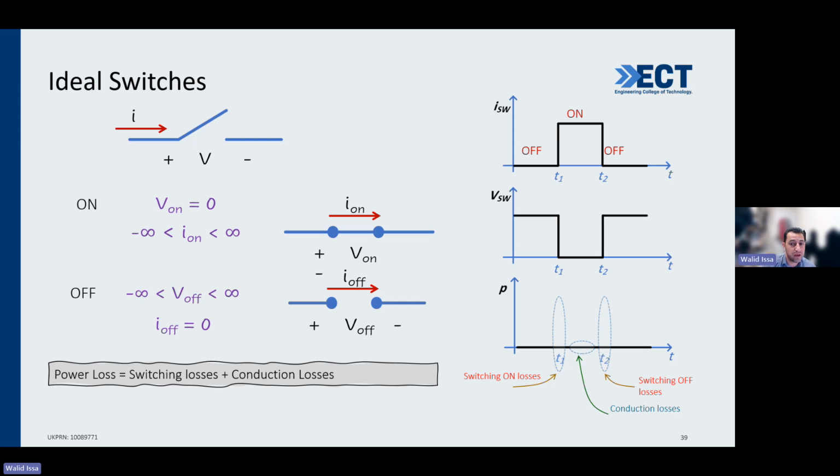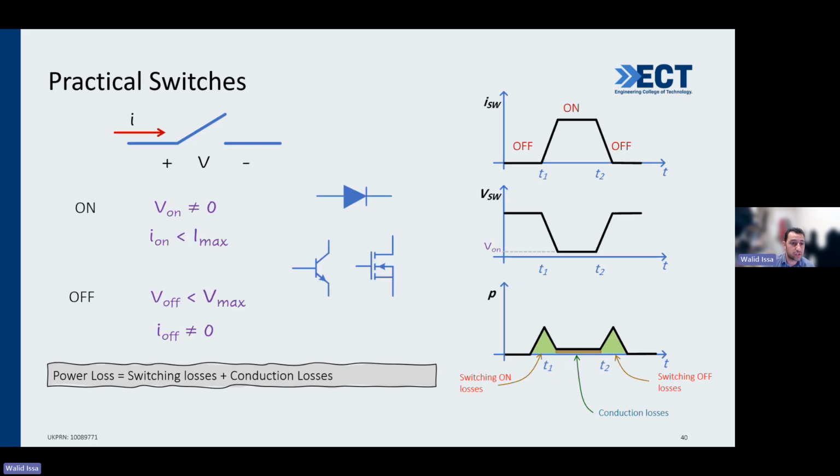But unfortunately, we don't have this. Okay, before we jump to the next slide, it's good to point here. This one here, from on to off or off to on, we have something called the switching losses. And this one here is called conduction losses. They are all 0 because we are having an ideal switch.